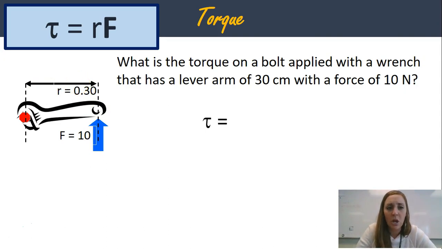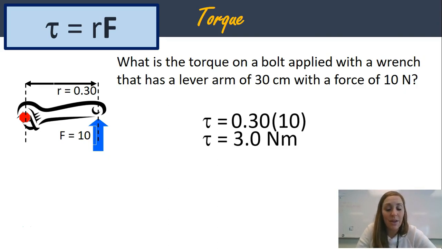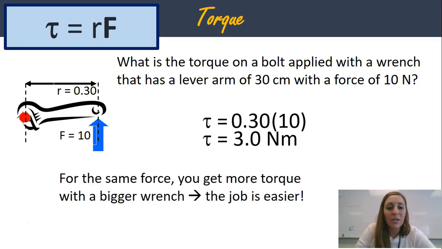Okay, so torque equals 0.3 times 10. So that's 3.0 Newton meters. That's how much rotation you're going to get. So with the same force, you would get more torque with a bigger wrench, because if you had a longer wrench, then your lever arm would be longer, which would make your radius longer, and with the same force, you could get more. So a bigger wrench makes easier work to do.